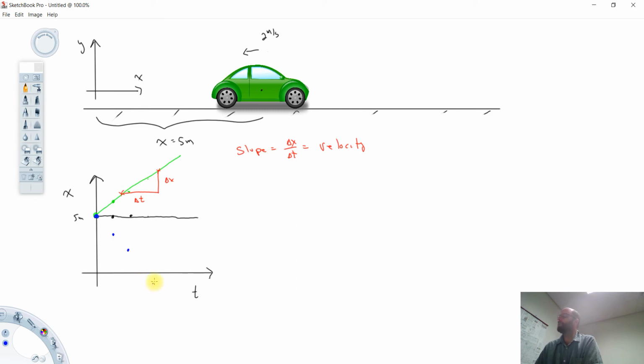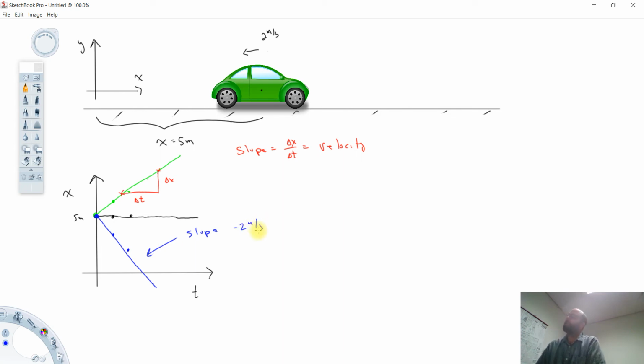Humor me, let me just do this, because I just kind of eyeballed this, but this would look something like so. And you'll notice that the slope is negative. Right? It's minus 2 meters per second.